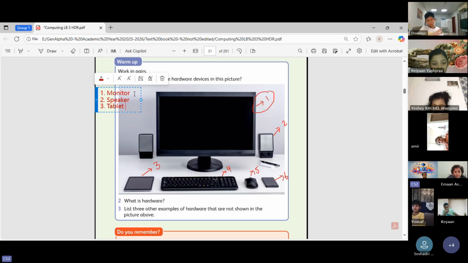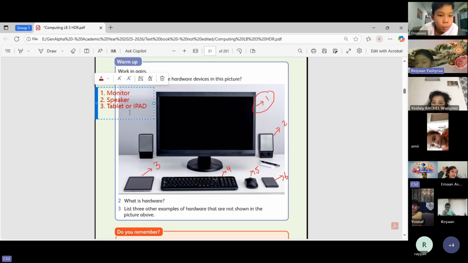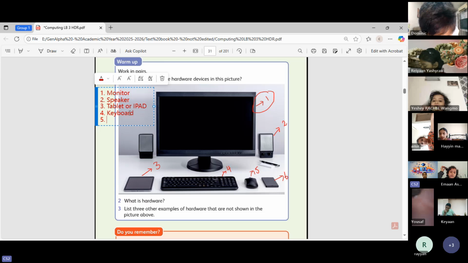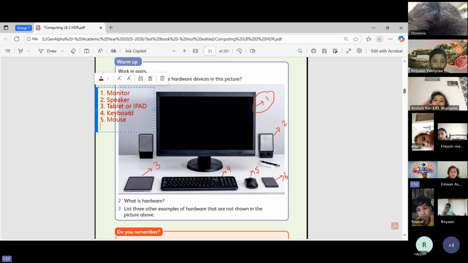Actually, yesterday we wrote this, right? Tablet, or what is that? iPad. iPad and tab. Teacher, can I write it now? Because I was not there yesterday. Yes. And keyboard. The next one is mouse. The last one is smartphone, right? Smartphone or phone, mobile, whatever it is, you can mention that.